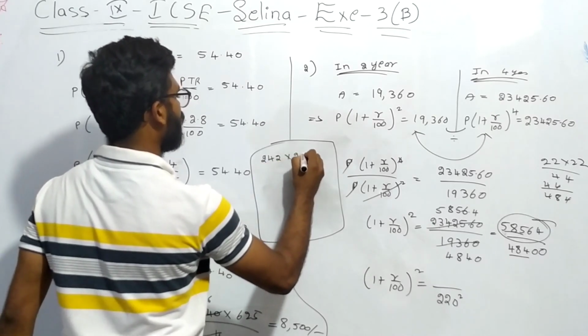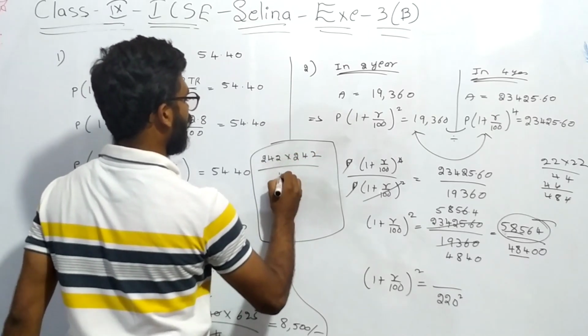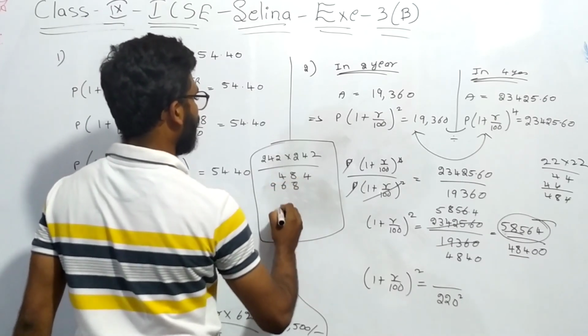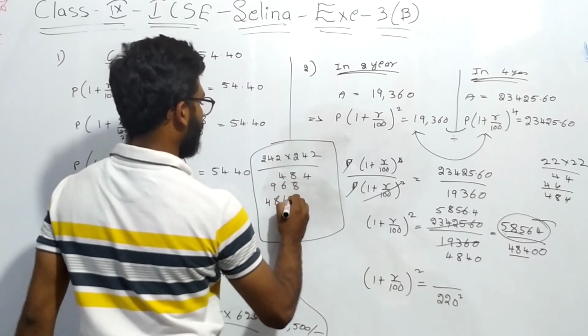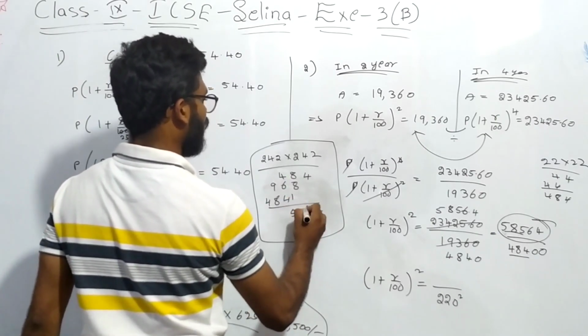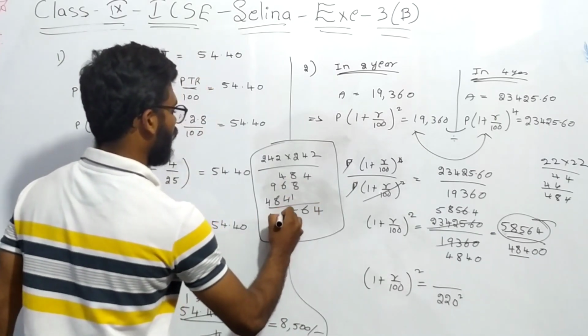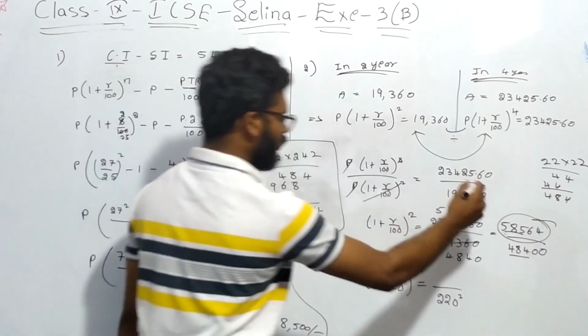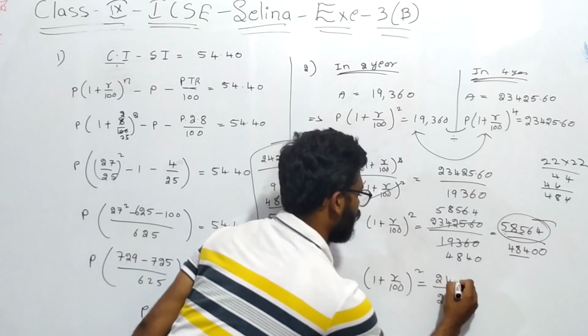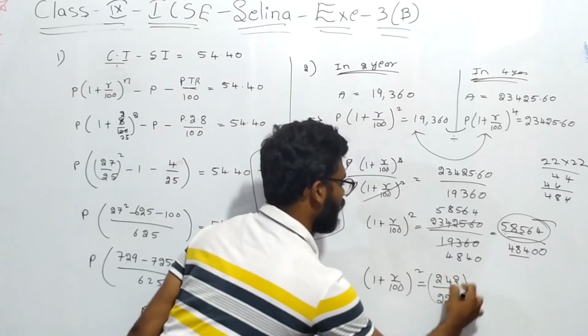242 into 242. So 4 2 is 8, 4 4 is 16, 4 2 is 8, and 484. So 4, 6, 9 plus 1, 5. So it is coming exactly 58564. So this is the square of 242. So (242 by 220) whole square.